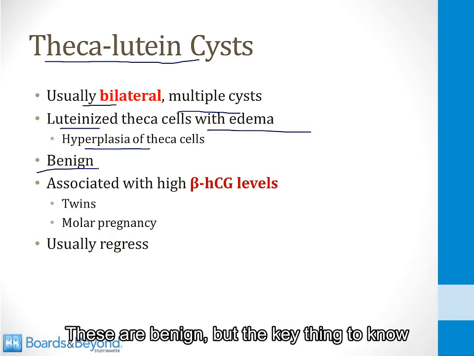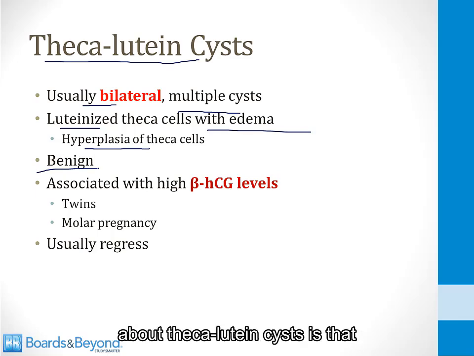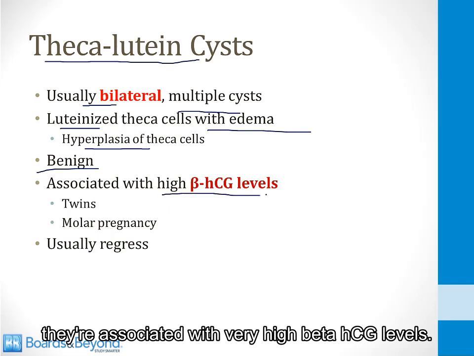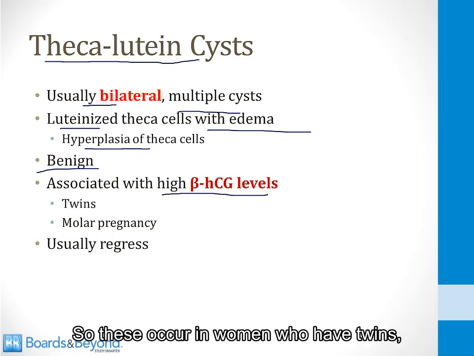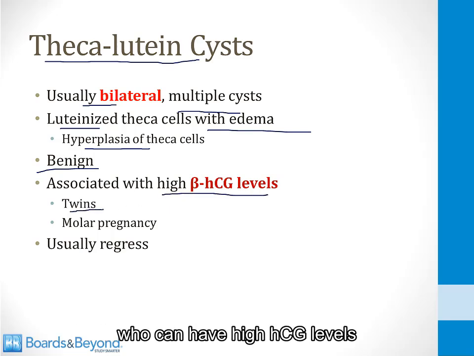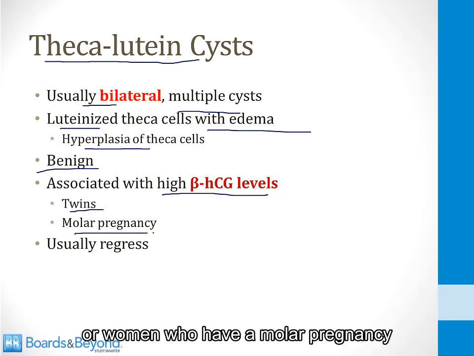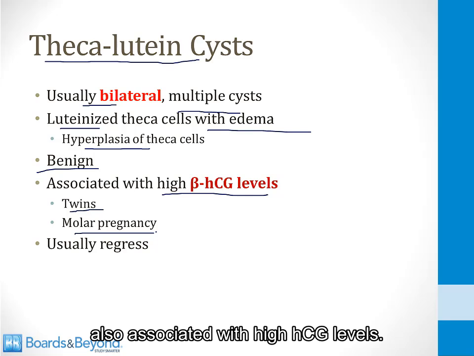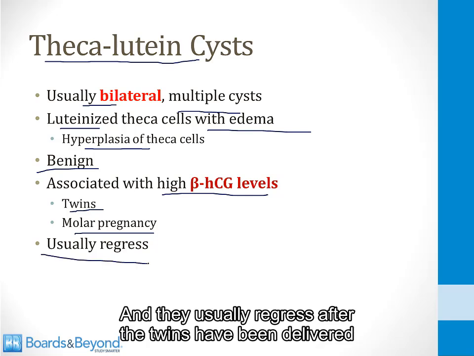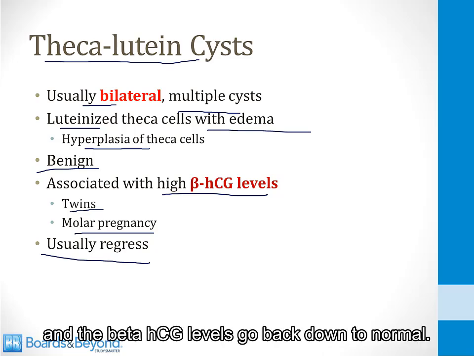These are benign, but the key thing to know about theca lutein cysts is that they're associated with very high beta-HCG levels. So these occur in women who have twins who can have high HCG levels, or women who have a molar pregnancy also associated with high HCG levels. And they usually regress after the twins have been delivered or after the molar pregnancy resolves and the beta-HCG levels go back down to normal.